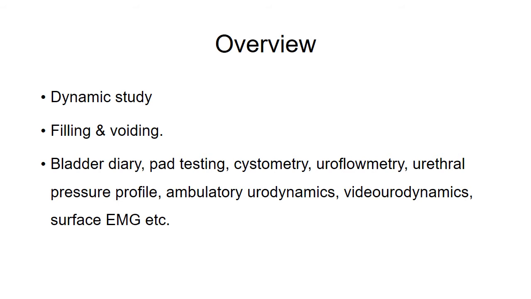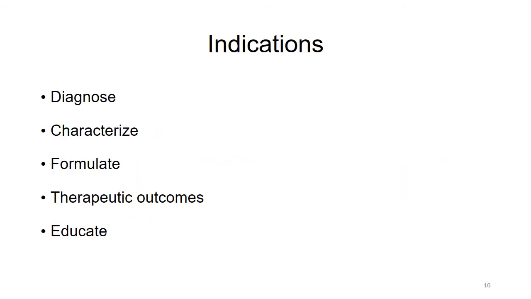Voiding diaries are there. Detrusor external sphincter dysynergia can be assessed by using surface EMG, etc. First, we can look into what are the indications. Indications are first to diagnose the underlying cause of lower urinary tract dysfunctions. Second is to characterize the lower urinary tract dysfunctions. Third is we can formulate treatment strategies based on urodynamic data, and we can improve the therapeutic outcomes, and finally we can educate the people regarding their condition.